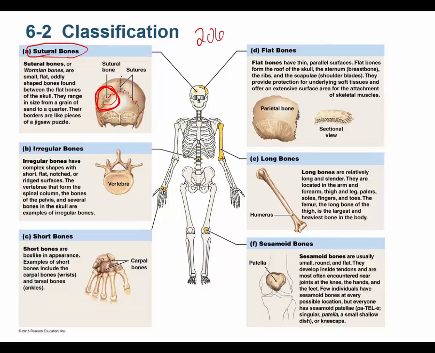We have irregular bones, and that just means their shape is irregular. So here's an irregular bone. Your vertebra is a classic example of that. Not to be confused with, say, the carpal bones, and you had to learn all these carpal bones in lab last week.